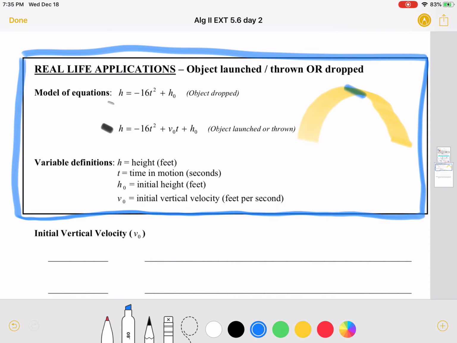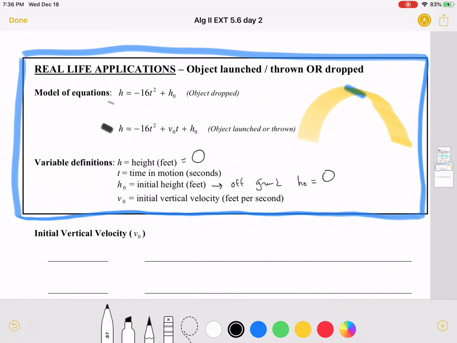So the h out front, that's the height. So if it says, how long will it take to hit the ground? Well, that's when you set it equal to 0. Now, t is the time in seconds. H sub 0, that's the starting height, the initial height. So if it's thrown off the ground, then your H sub 0 equals 0.